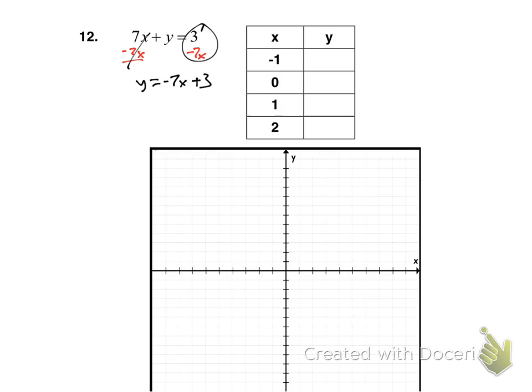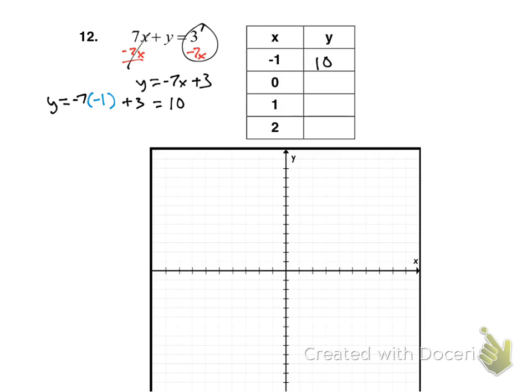So let's plug in each of those. So for -1, I'm going to do this to the side. y equals -7, and instead of x, I'll put -1, plus 3. Do the math out. -7 times -1 is a +7, plus 3 is a 10. All right, keep going.